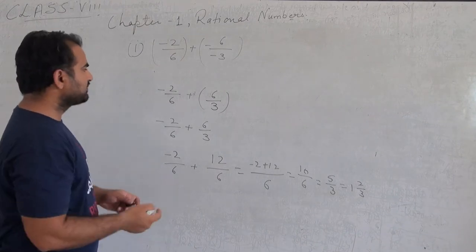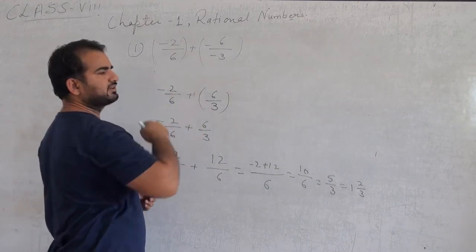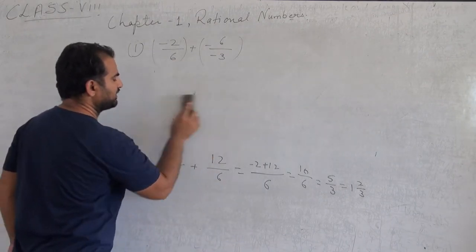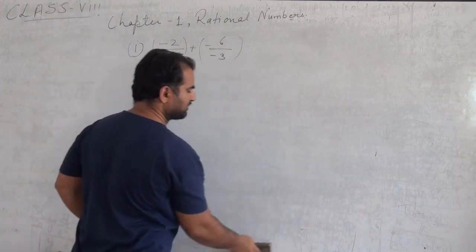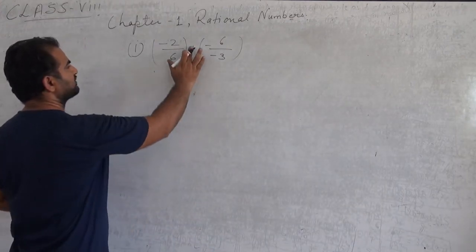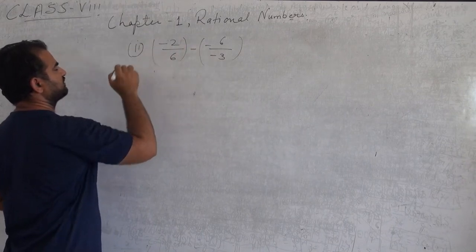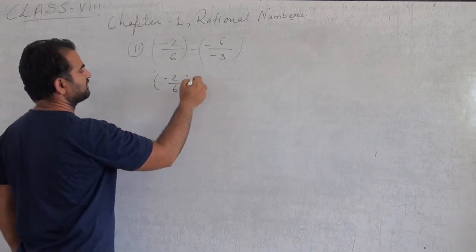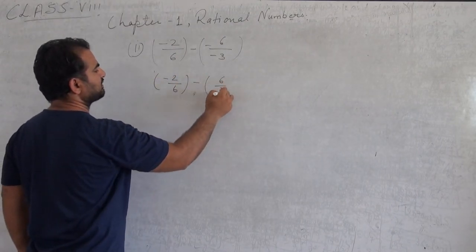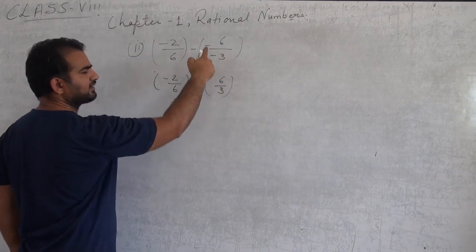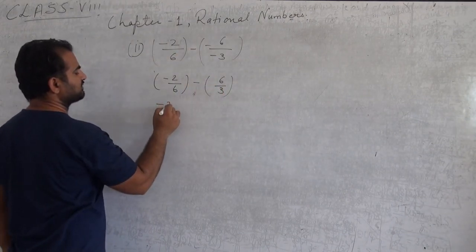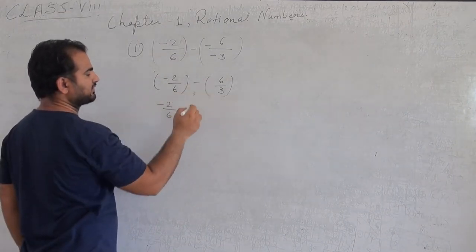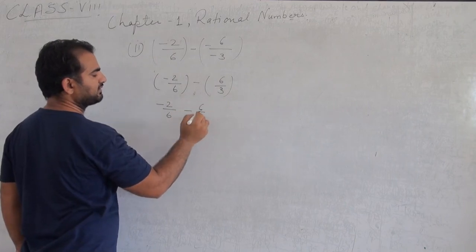Okay. Next, what will happen if there is a negative sign? We have to subtract. So if there is a negative sign, then we have to change accordingly. So if the question is like this, the second question: it will be minus 2 by 6 minus, and this will be 6 by 3, because this minus and this minus get cancelled. So minus 2 by 6, because positive and negative sign gives negative. This negative and this positive sign will also give negative. It will be 6 by 3.